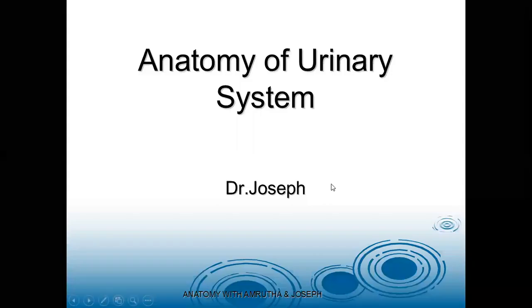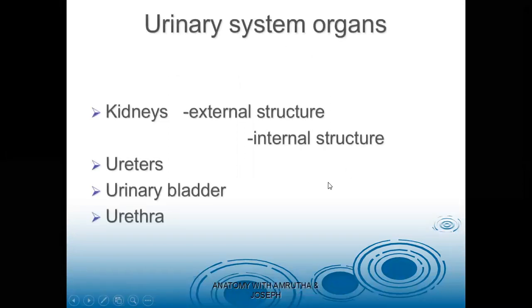Today we will see the anatomy of the urinary system. They include the kidneys, ureters, urinary bladder, and urethra. We will see in detail the external features and internal features of the kidney and other structures.